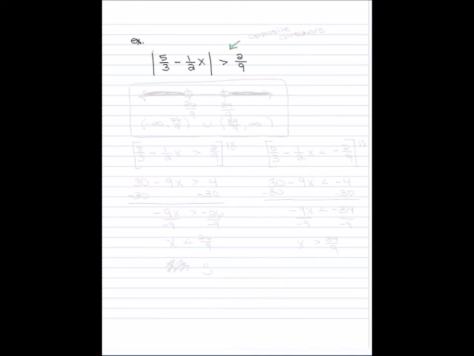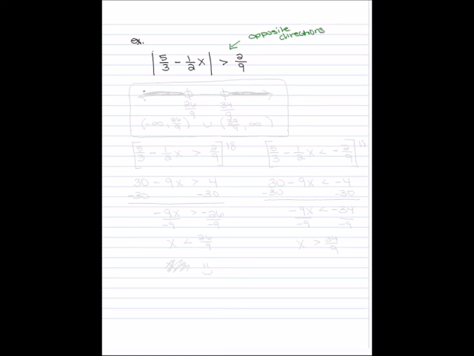Okay, one more example with the opposite direction type of problem. So on this inequality, I look at the absolute value, it's already isolated, and then I look at the inequality. The inequality says greater than, so that tells me this is going to be our opposite directions.